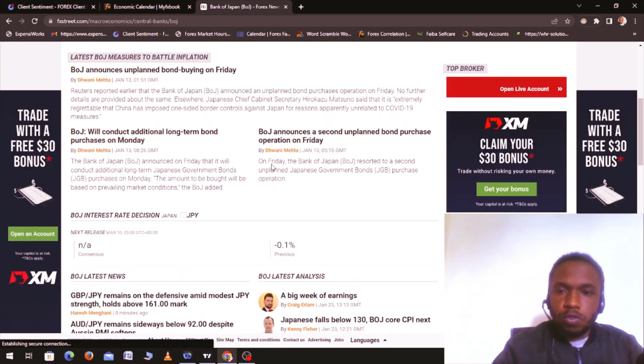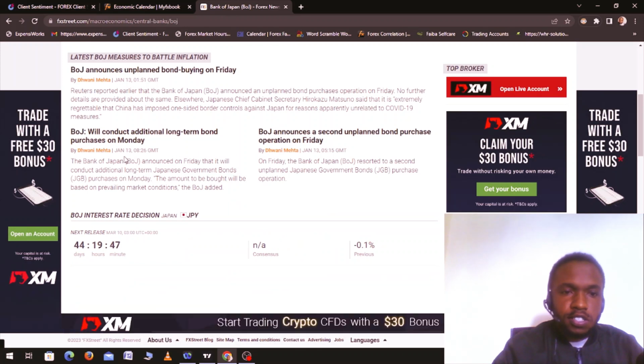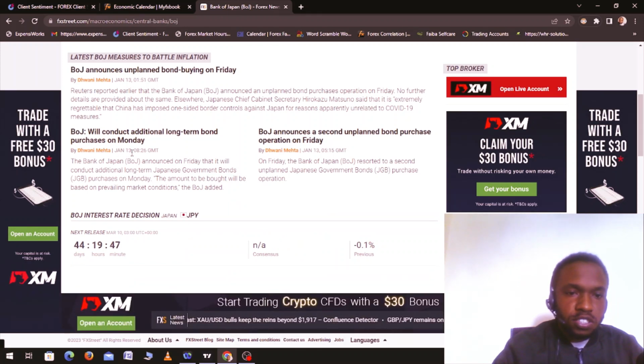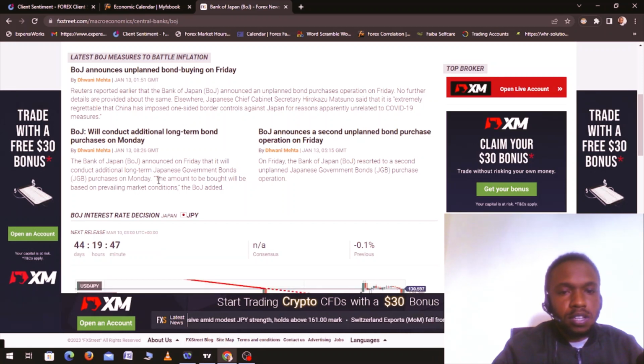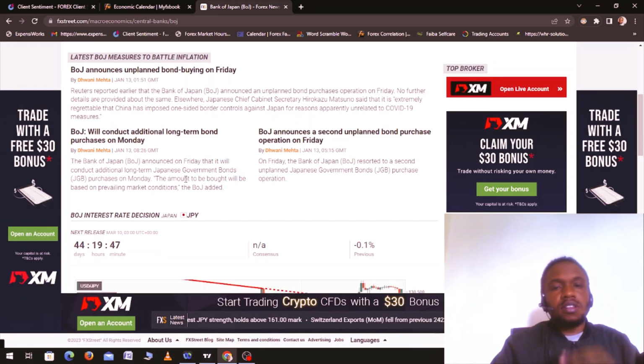There's news about the Bank of Japan that you can clearly see, released on January 13 at 8:26 GMT. The Bank of Japan announced on Friday that it will conduct an additional long-term Japanese government bond purchase on Monday. This is one of the measures the Bank of Japan is taking. They are buying their government bonds instead of increasing their interest rate.